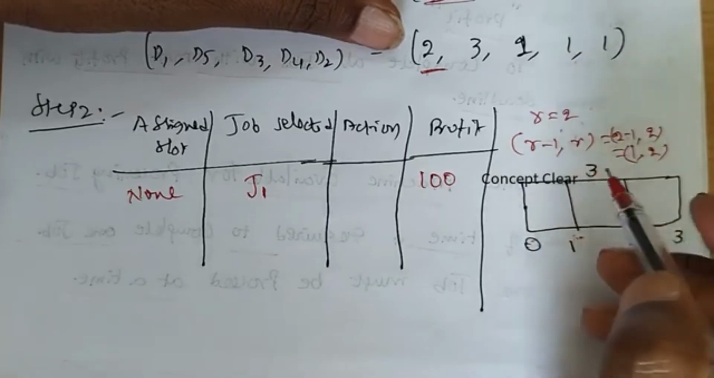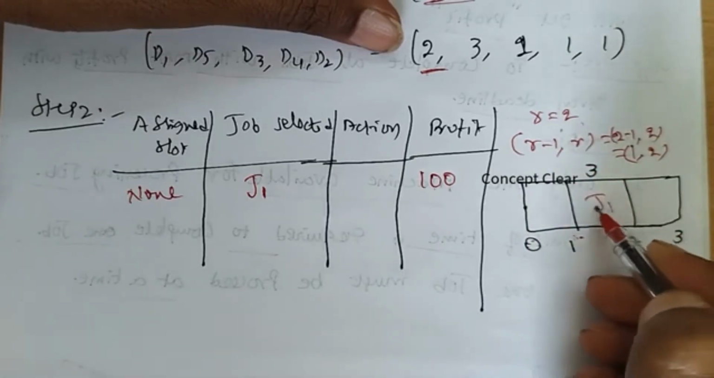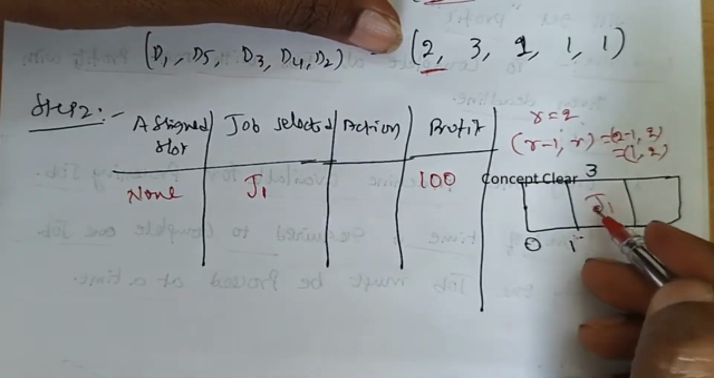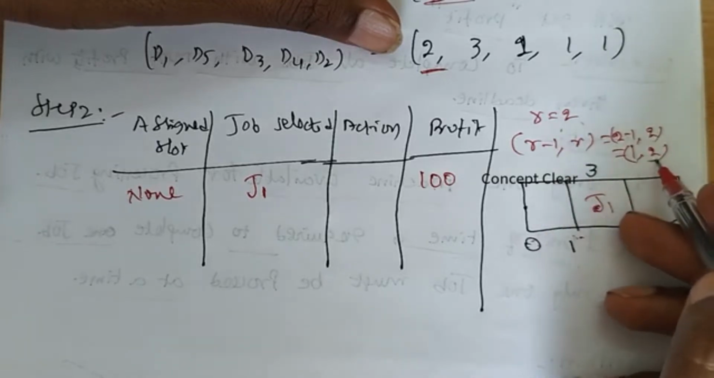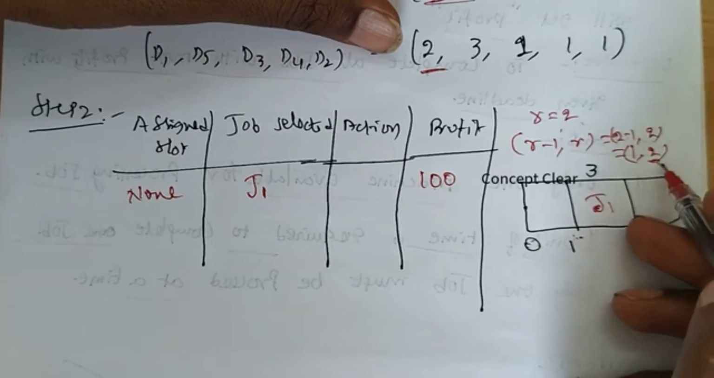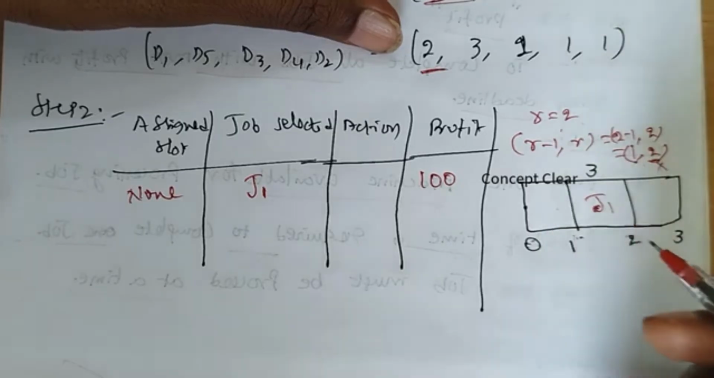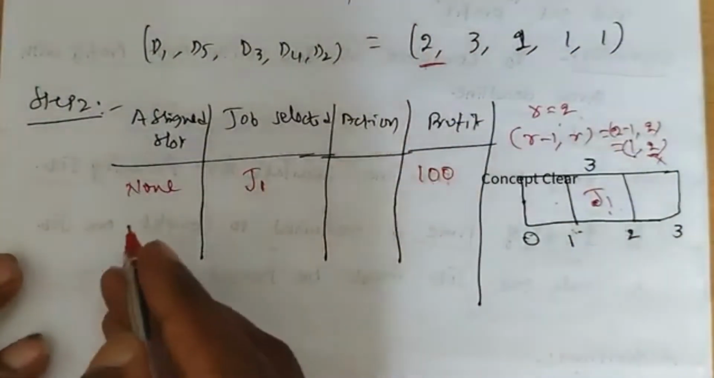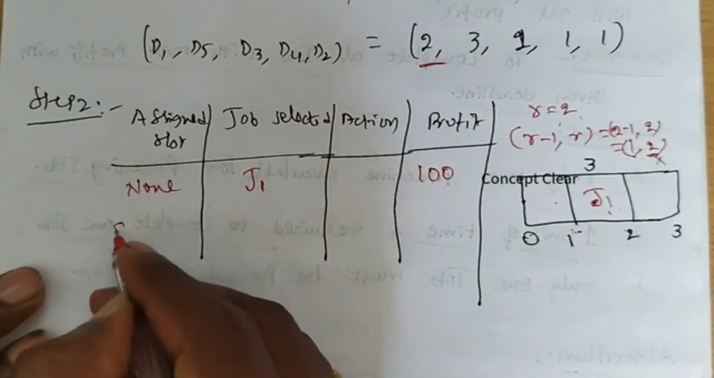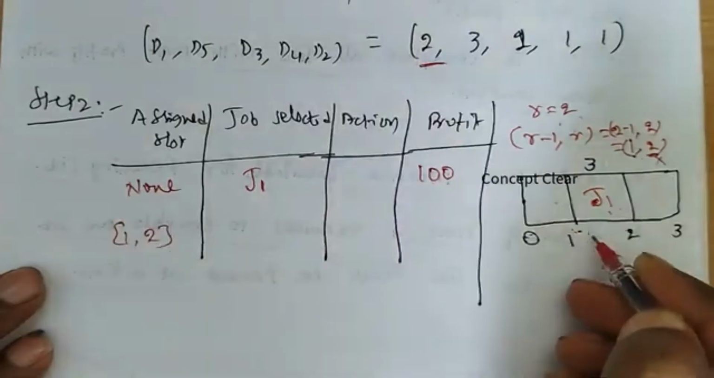So, where will maximum profit be? We are placing 1 to 2, 3. Suppose this place is filled, then we will go for minus 1. So first we have to take 2. Suppose this is filled, then we will go for 1. Here it is empty, so we are taking 1. Now what is the action assigned? The assigned slot is 1 comma 2.